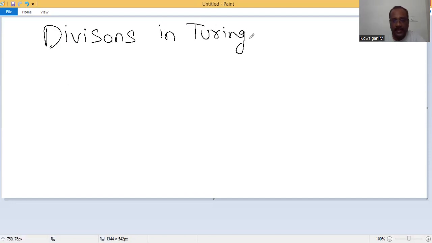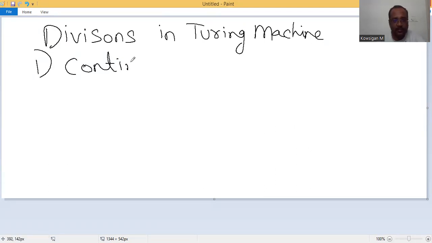In the last class, we discussed multiplication in Turing machine. Multiplication means continuous addition. So division means performing continuous subtraction. That is what division is. Continuous subtraction is referred to as division.